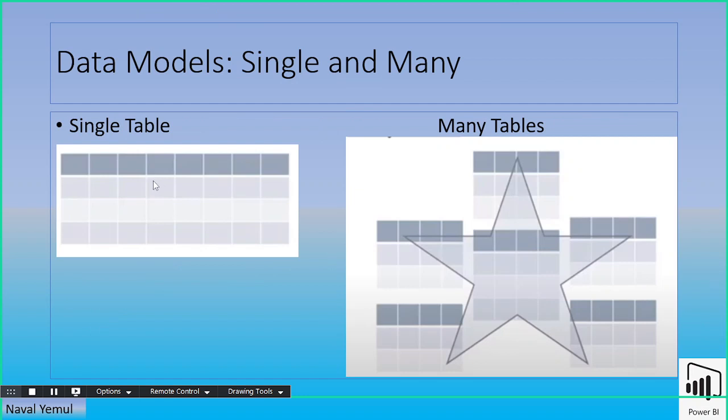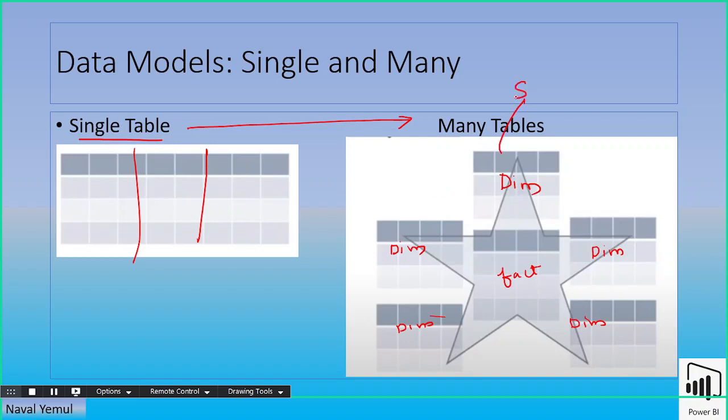Now, if you are talking about a single table, as I have told you, this single table is divided into multiple small tables, from a single table to many tables, so that the final outcome is a star schema. So this is your fact table and these are your dim tables. This is how your fact and dim tables look, and you can call this a star schema. Let me show you some examples of star schema modeling.